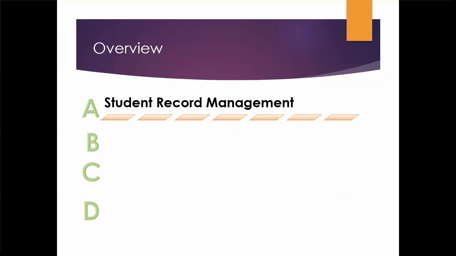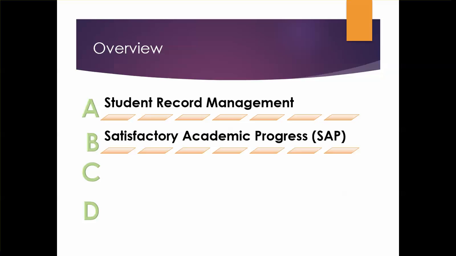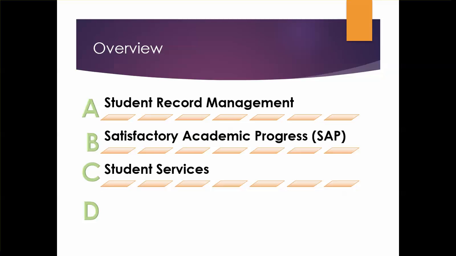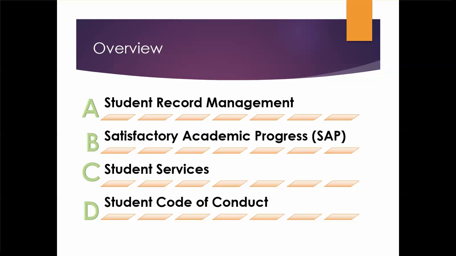There are 4 components to Standard 14, and they are student record management, the Satisfactory Academic Progress, or SAP policy, student services, and a student code of conduct. So let's take a look at each of these 4.